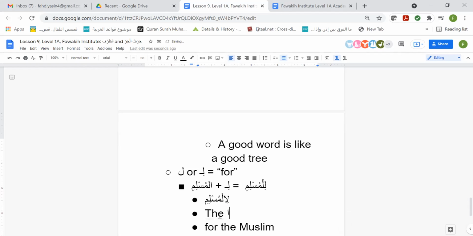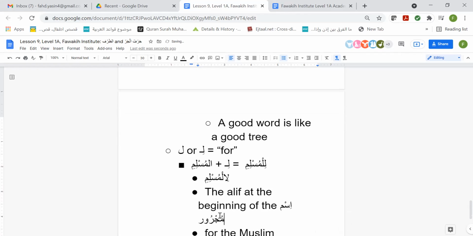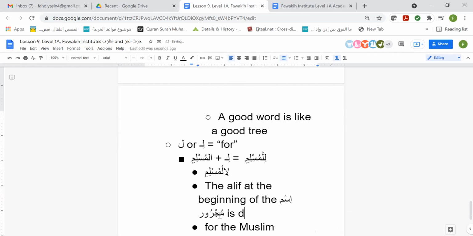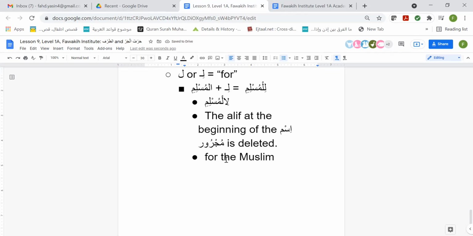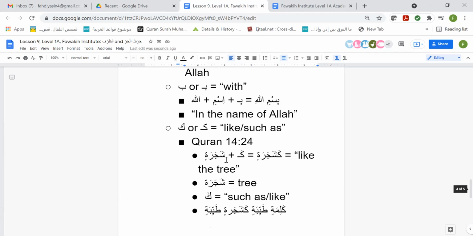The alif at the beginning of the ism majroor is deleted. Okay, so that's why it's lil muslimin. So keep that in mind. The alif is deleted. Now I do recommend that you know these 8.